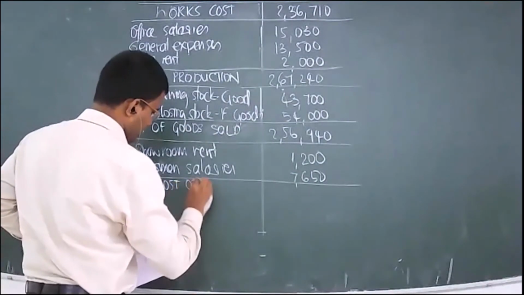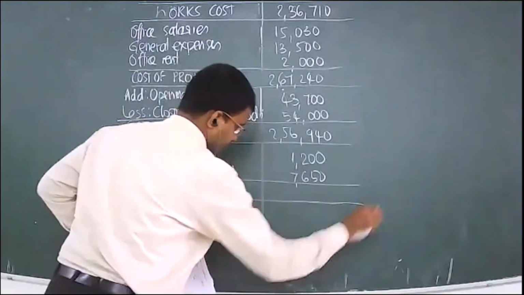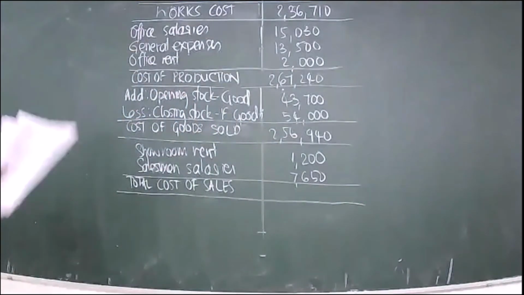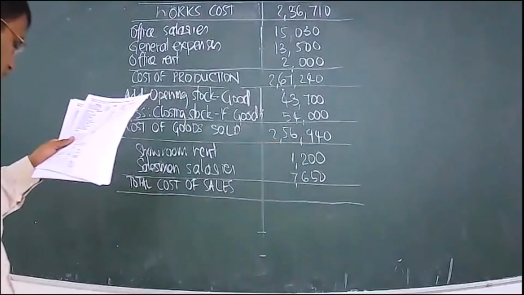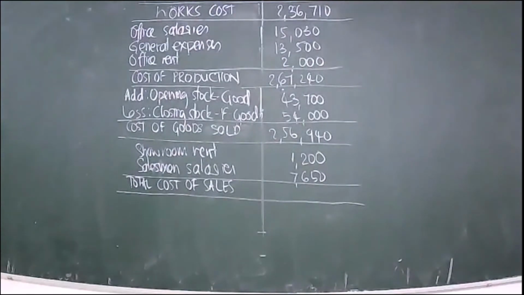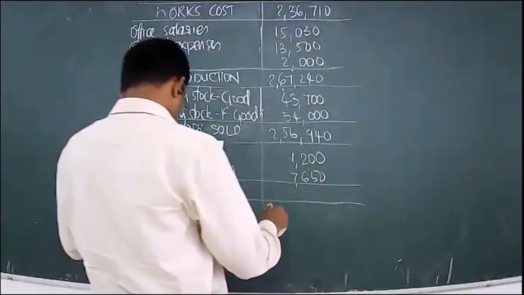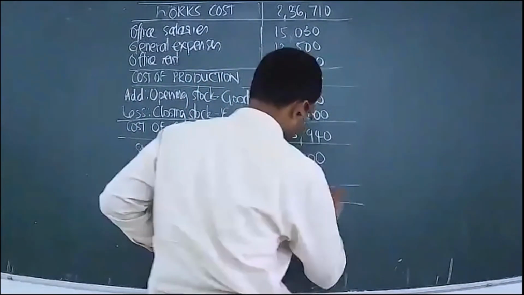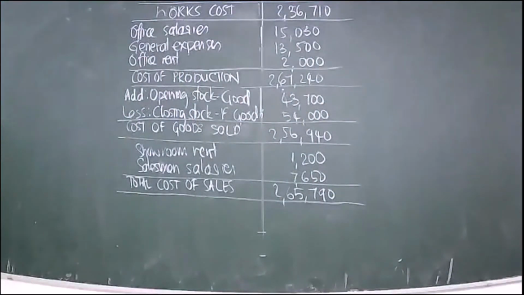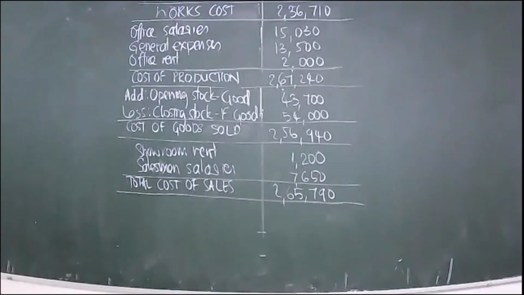Now we get the total cost of sales. To the cost of goods sold, you add your selling and distribution overheads, 1,200 and 7,650, and together the resulting figure is 2,65,790. What is the significance of 2,65,790? That is the sum total of all the costs in your firm.